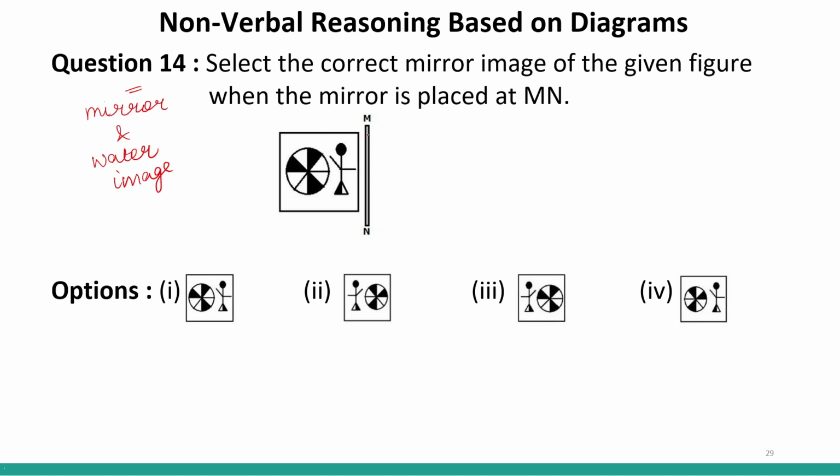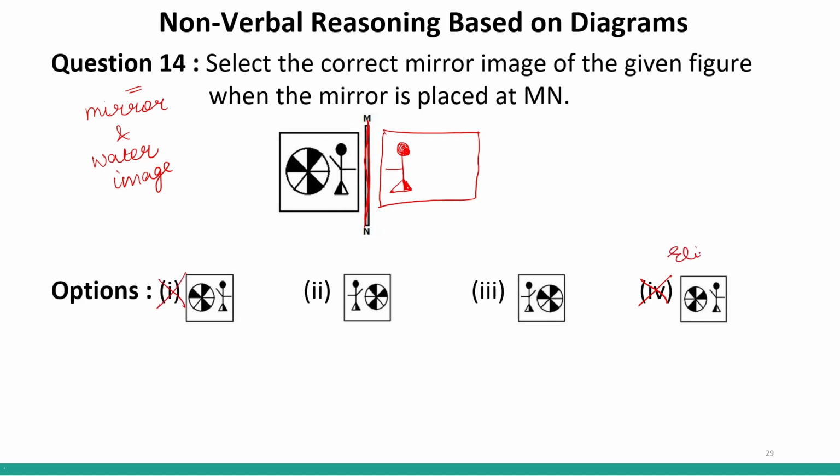So here M and N is the mirror placement. 2 things you have to remember. Mirror placement. So the square will be as it is. Then this person will look something like this. So the person will invert. This part will be shaded now. And this is shaded. So based on this, how many options can we eliminate? I can eliminate option number 4 and I can eliminate option number 1.